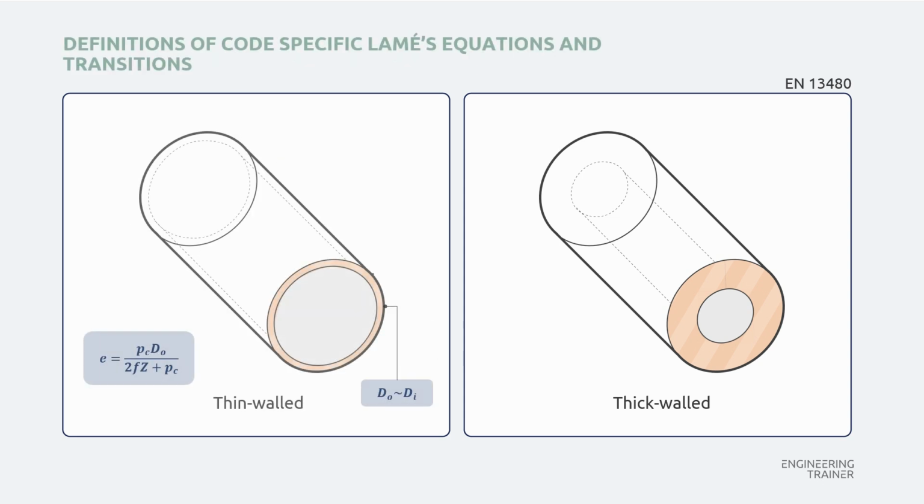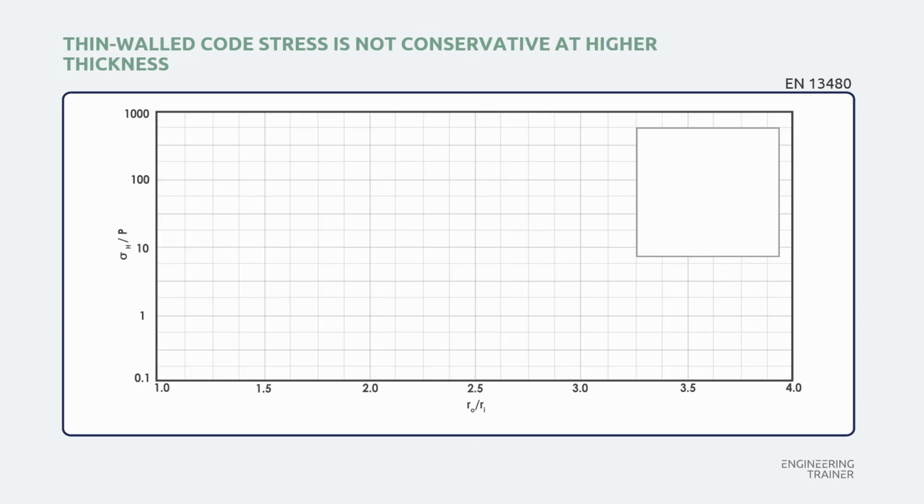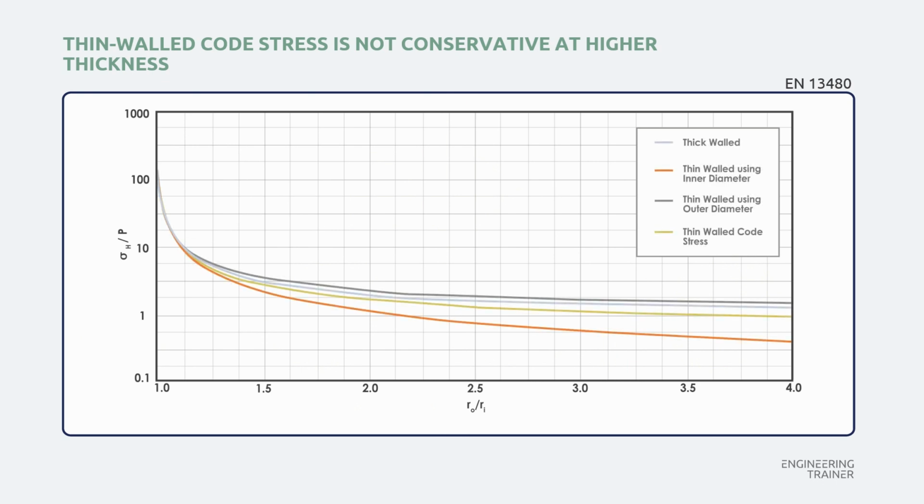equation. So the definitions of the thin and thick-walled relations in the EN13480 code are very similar to Lemay's relations that have been derived. Let's check the validity of the thin-walled assumption in the EN13480 code. To check the validity of the thin-walled assumption, let's return to the comparison between the different hoop stress determination methods within a pipe wall. Since the code-specific relations are very similar to the actual relations, the previously discussed plot still holds. In this plot, we see the thin-walled relations using the inner and outer diameter.